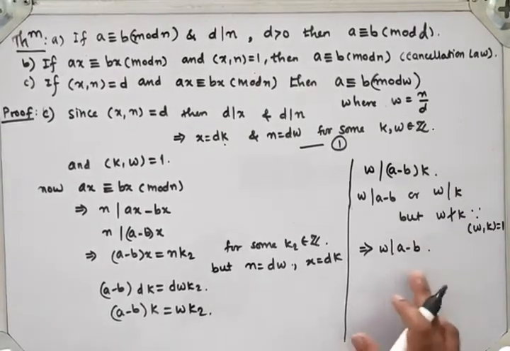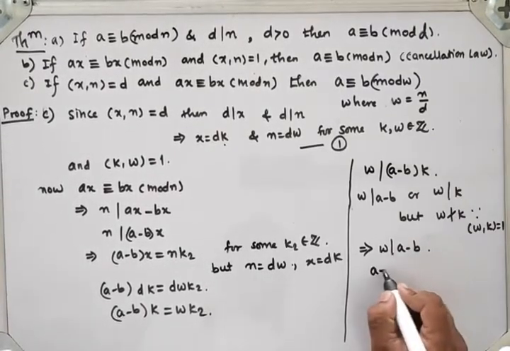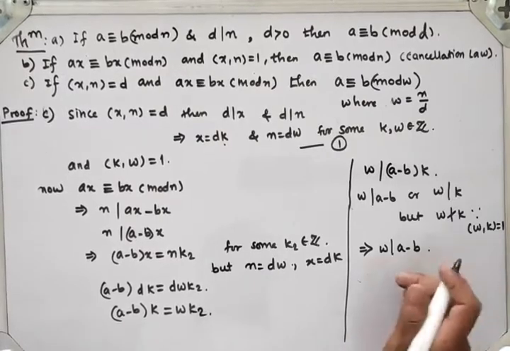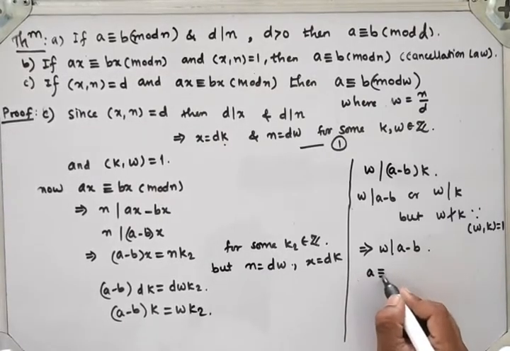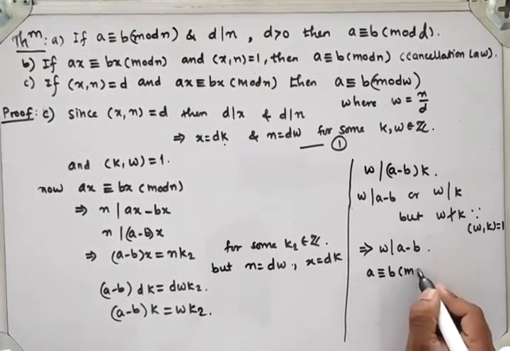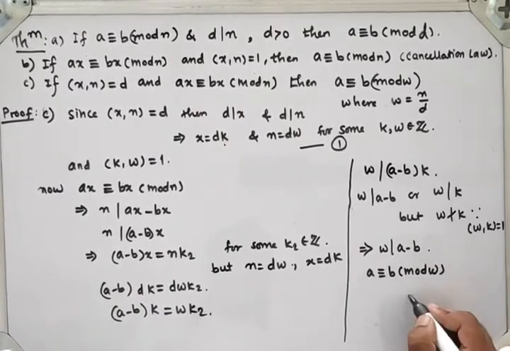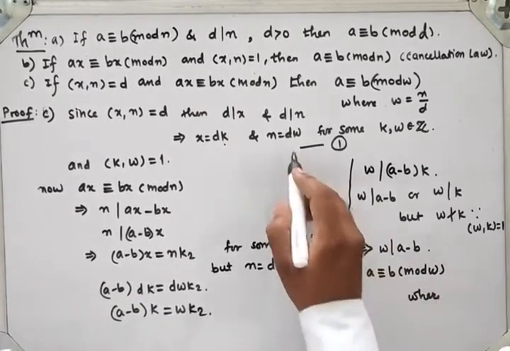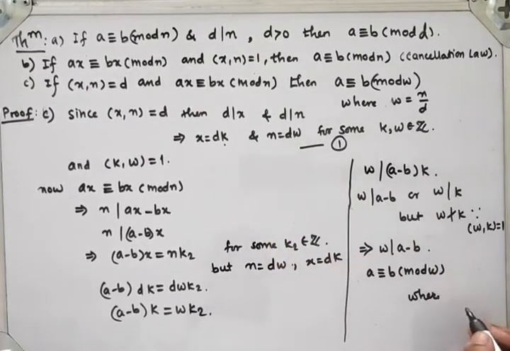Then by using the definition of congruence, what do we say? w divides a minus b means a is congruent to b modulo w. So what is the value of w? w is equal to n upon d. Hence the proof of the theorem.